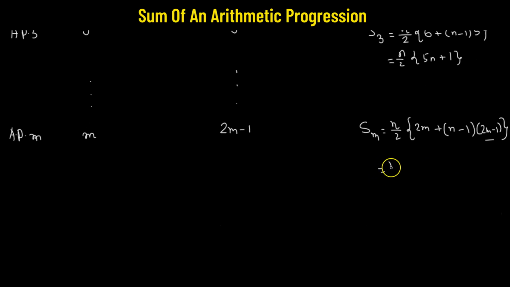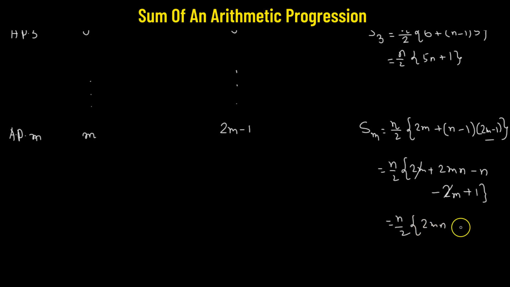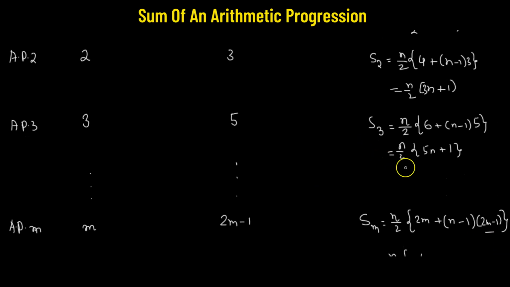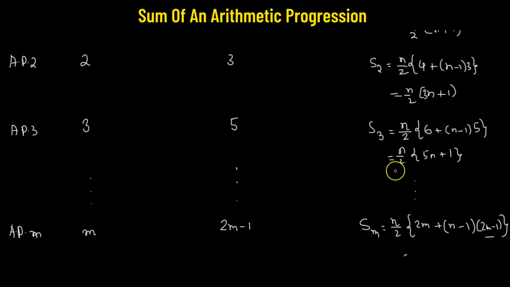This is going to give us n over 2 multiplied by, so we have 2m plus 2 times m times n minus n minus 2m plus 1. So positive 2m, negative 2m goes away, and this is going to give us n over 2 multiplied by 2 times mn minus n plus 1. Now we have all the sums up to the mth arithmetic progression.